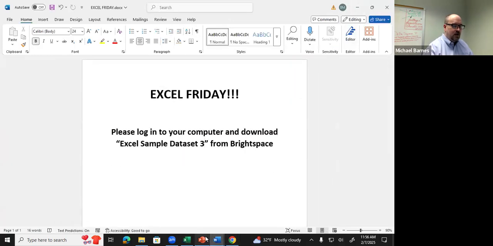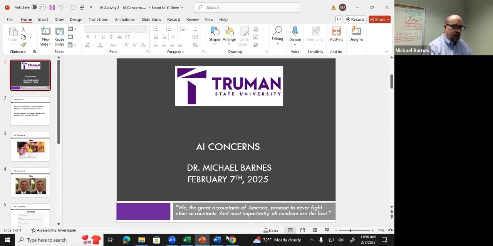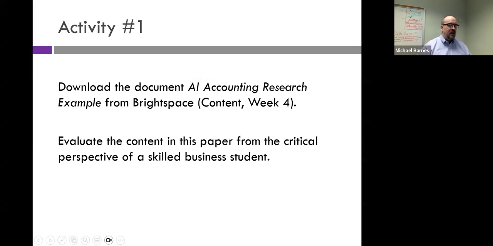All right, now let's go ahead and talk a little bit about AI. So we're going to do a real quick activity with AI. What I'd like for you to do is download the document AI Accounting Research Example from Brightspace. This is under the Content tab in Week 4, just a Microsoft Word document that I put together. And I want you to evaluate the content in this paper from the critical perspective of a skilled business student, which I'm assuming everybody in this room is. You're all skilled business students.